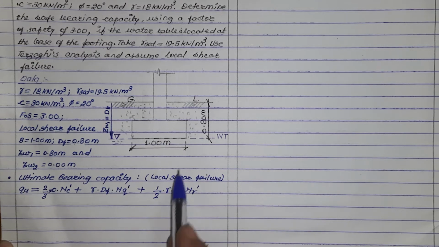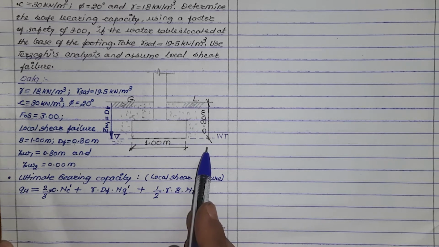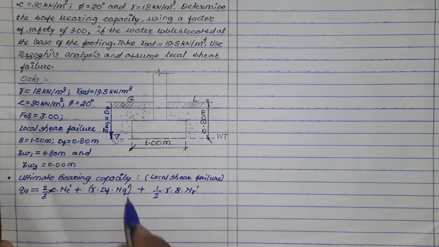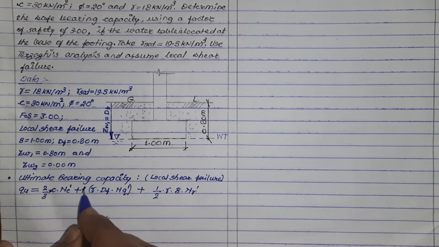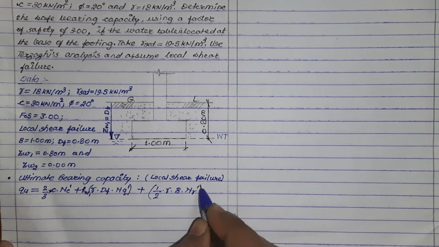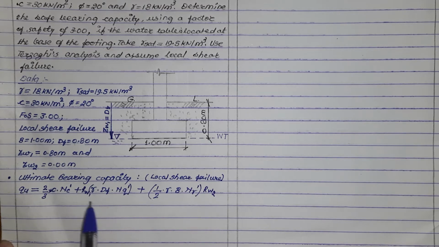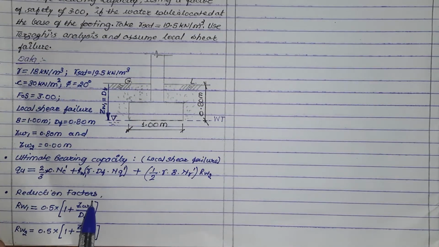Here condition of water table is also shown. Therefore, the second term would be multiplied by reduction factor RW1 and third term will also be multiplied by reduction factor RW2. So our first job is to find out RW1 and RW2. Reduction factors for water table are written as RW1 and RW2.